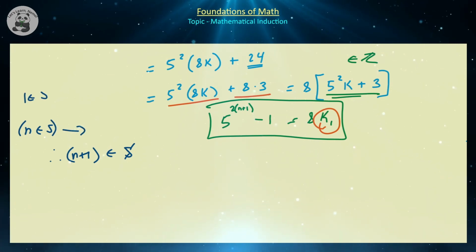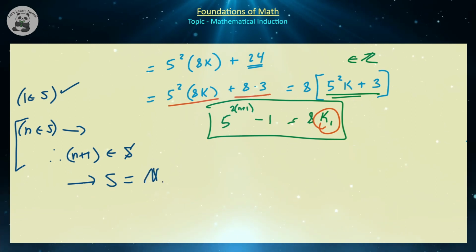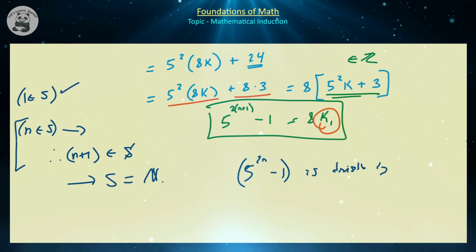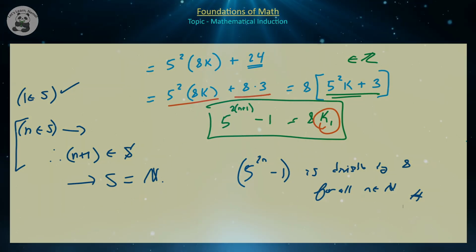And since we already showed that 1 was an element of S, and we have the second assumption, then by the principle of mathematical induction, that means the set of all values for which this identity is true is equal to the set of all natural numbers n. That means that 5 to the 2n minus 1 is divisible by 8 for all natural numbers n. And that completes the proof.